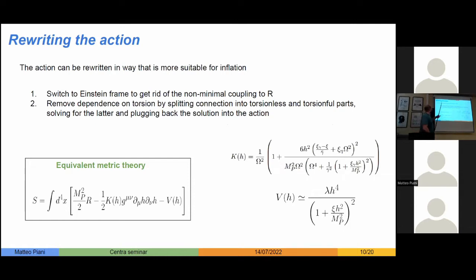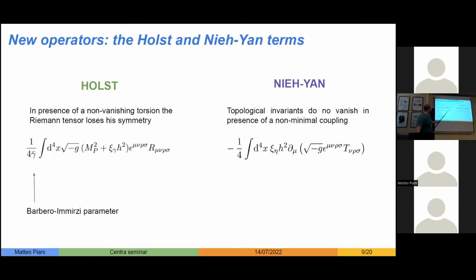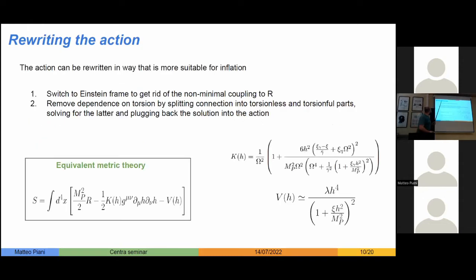And in the single field case, what we want to do is, first of all, rewrite the action in something that we can handle better, because when you want to do inflation, keeping stuff in this kind of expression is not very comfortable and useful either. So to rewrite the action, we have to do two things. First of all, we have to switch to the Einstein frame, as we were doing before. So we do again a Weyl rescaling of the metric. But second, we can remove the dependence on torsion by splitting the connection into the torsionful and torsionless part. Then what happens in this particular theory is that torsion is non-dynamical, so we can solve for the torsionful part and plug everything back into the action. At the end, what we get is the same thing we had before, but now we have a rather more involved kinetic function, but the potential is exactly the same.